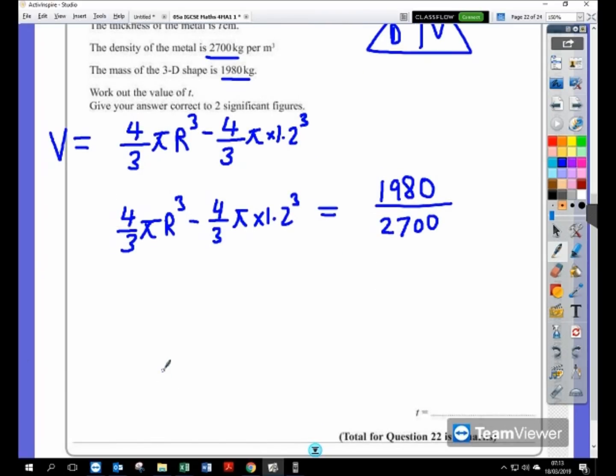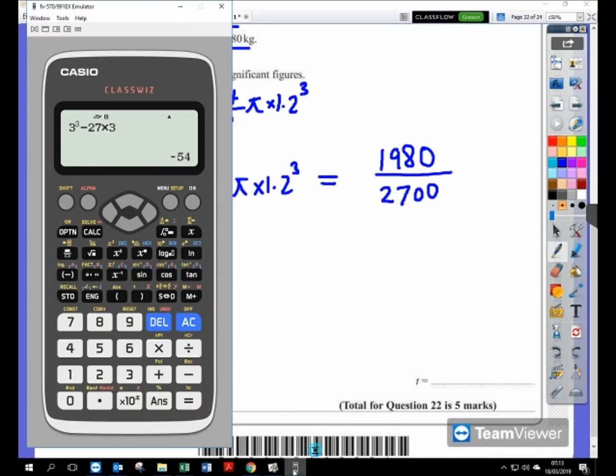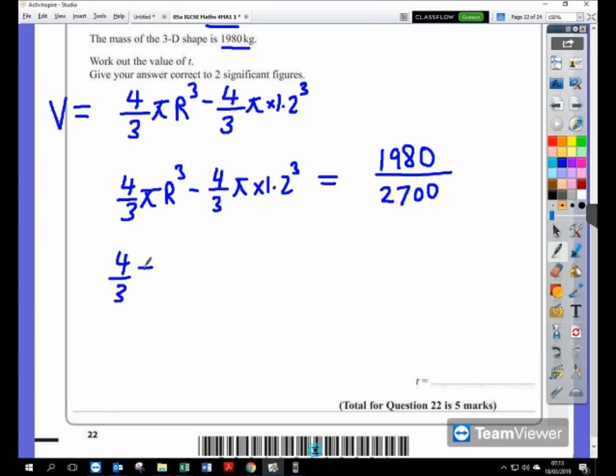Right, so I need to do a bit of rearranging now. Okay, so all of this, take that to the other side where it's plus. So let's have a go. So 1980 over 2700 plus 4/3 pi 1.2 cubed. So I end up with what's left now, 4/3 pi capital R cubed is equal to 7.97. Okay, and you don't round yet.